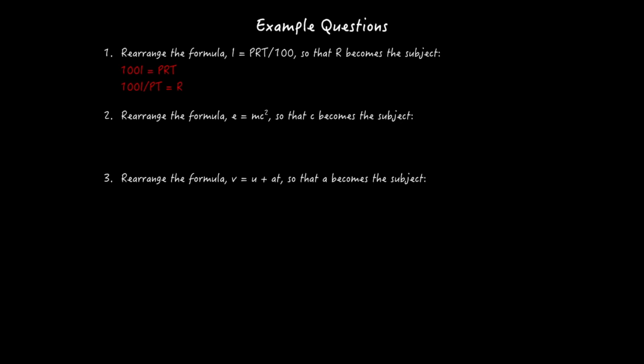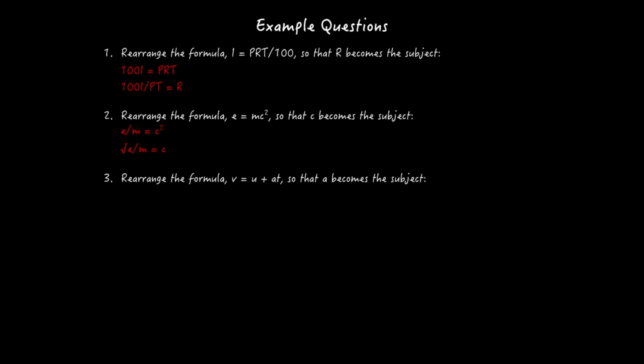In question 2, we need to rearrange the formula E is equal to MC squared so that C becomes the subject. First of all, we need to get rid of the M, and therefore we divide on both sides to get E divided by M is equal to C squared. Now we need to use the inverse operation of squaring, which is square rooting, and square root both sides to get rid of the C squared, and therefore we get square root of E divided by M is equal to C.